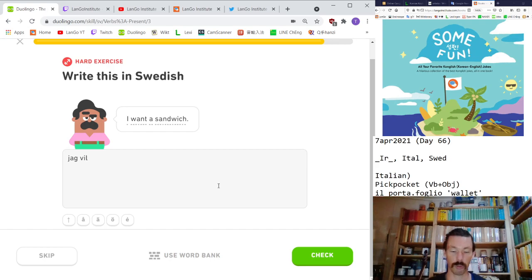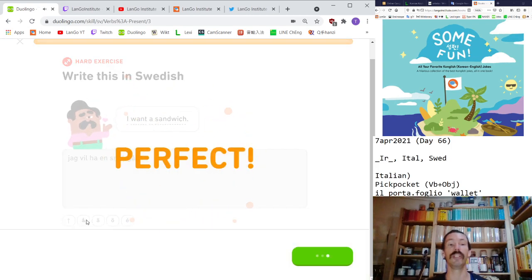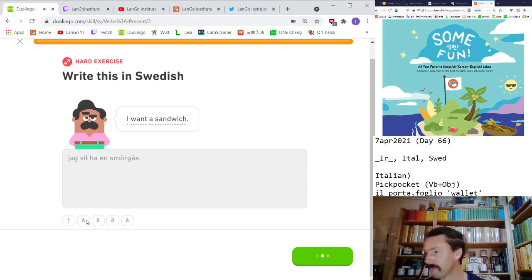Alright, I want a sandwich will be I want to have, jag vill ha. Animate class noun, smör. It's the word for butter. Gås, this modified name. Smörgås, sandwich. Vill, the double L, jag vill ha.